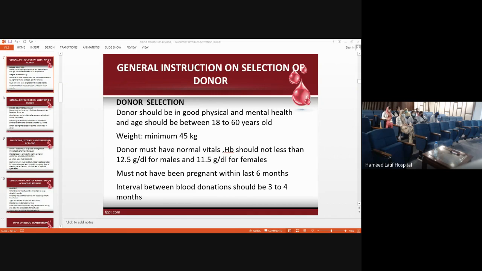Any other question? The message was, what math did you tell us: 4 PCBs, 2 FFPs, 1 mega unit of platelets.